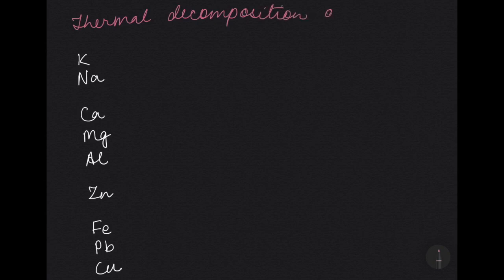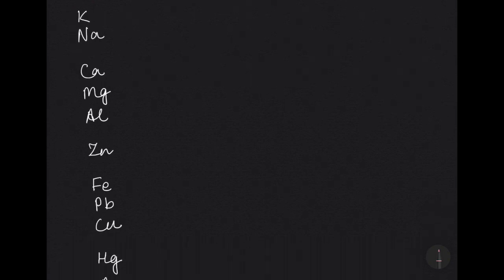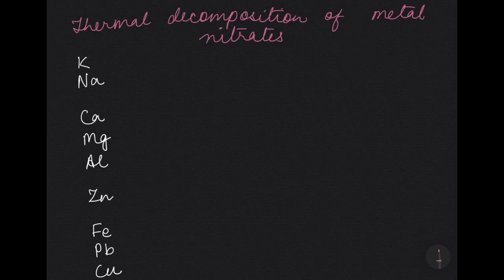Okay, so next we move on to thermal decomposition of metal nitrates. Okay, so in the same way, we have a list of the metals according to their reactivity. So we are talking about the metal nitrate, potassium nitrate, sodium nitrate, calcium nitrate, magnesium nitrate, aluminum nitrate, zinc nitrate, and so on. Okay, so what happens when we heat the nitrates of these metals?